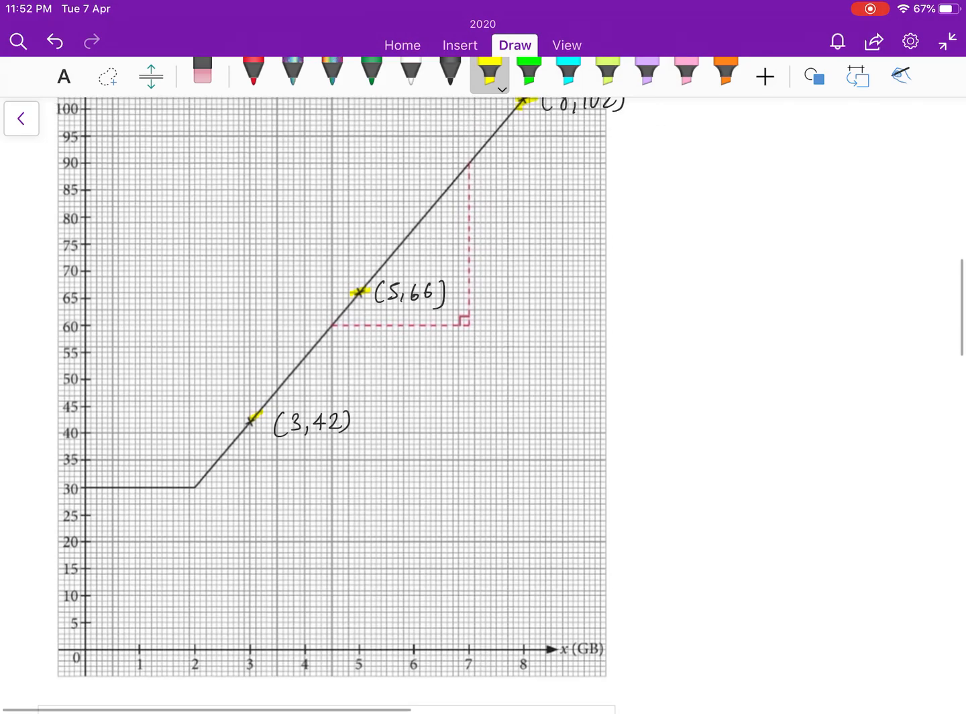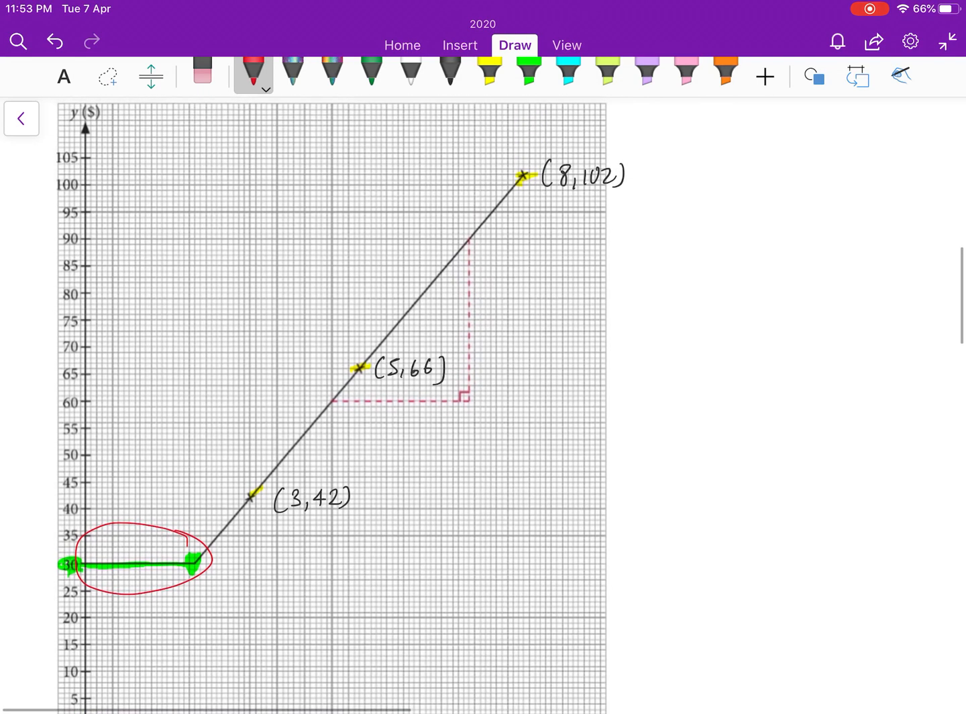Okay, and why did my line stop here? My line stops here because it's 2 gigabytes. For 2 gigabytes, I pay $30, from 0 to 2. From 0 to 2 gigabytes, I only have to pay the $30 standard fee. Can you remember? No matter how much data I use, let's say from 0 to 2, I will have to pay the standard fee of $30. That's why I have to draw a line over here. This line must be drawn because no matter what, I pay $30.